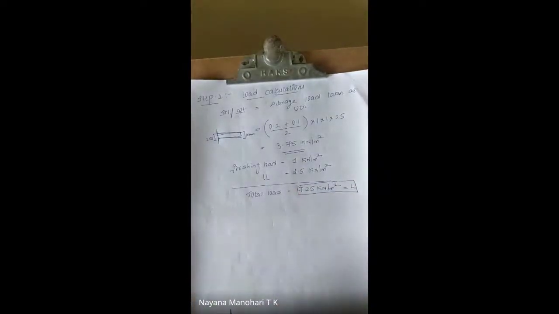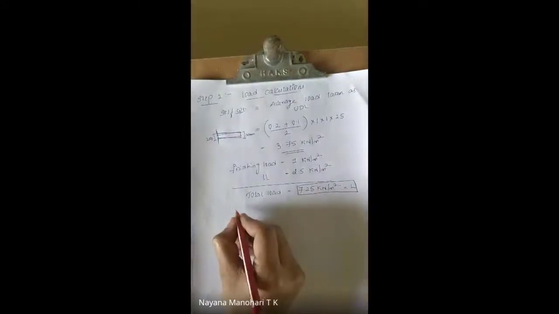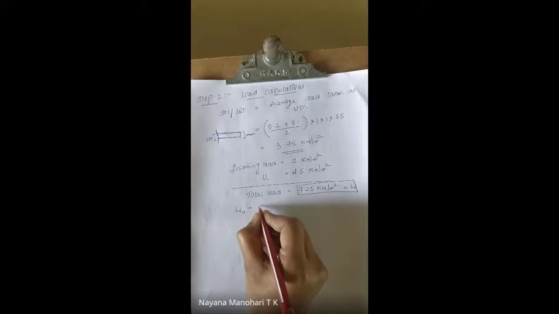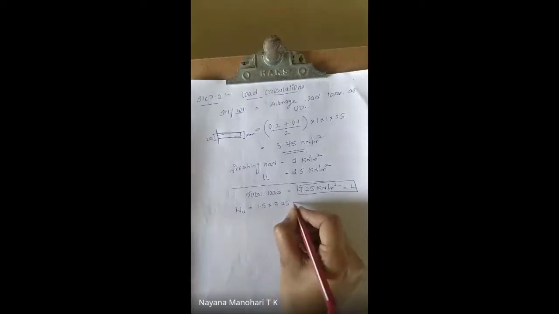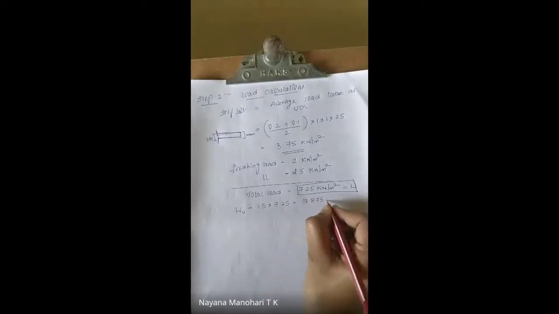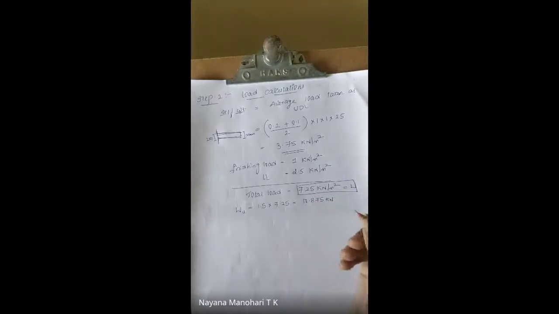Next you need to calculate the design load or the factored load, that is WU. That W should be multiplied by the partial factor of safety, that is 1.5. Then you will get 10.875 kilonewton per meter square.